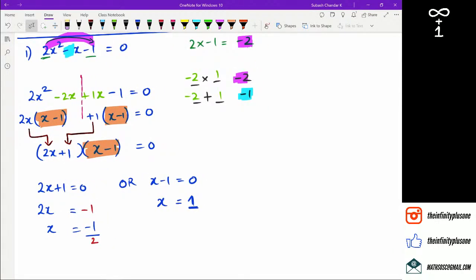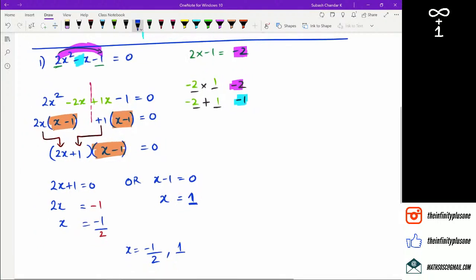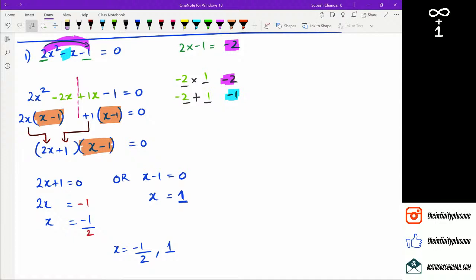Anyway, look, so those are our two answers right now. If you have a look at it, our first answer is x equals -1/2, and our second answer is x equals 1.